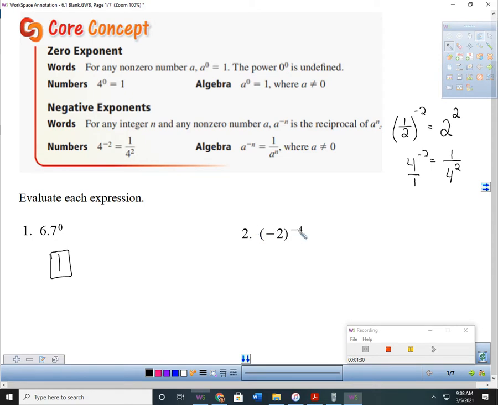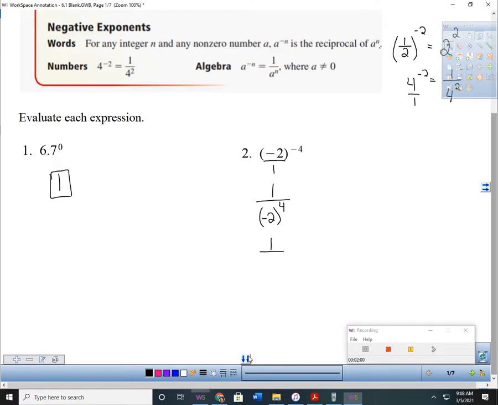All right, but on number 2, I noticed that I have a negative exponent. So I'm going to take this negative 2, which is over a 1, and I'm going to flip it. And this will be 1 over, and then I need to keep that negative in parentheses here. Negative 2 to the positive 4. And then I can go ahead and simplify that. Negative 2 to the positive 4 is 32.